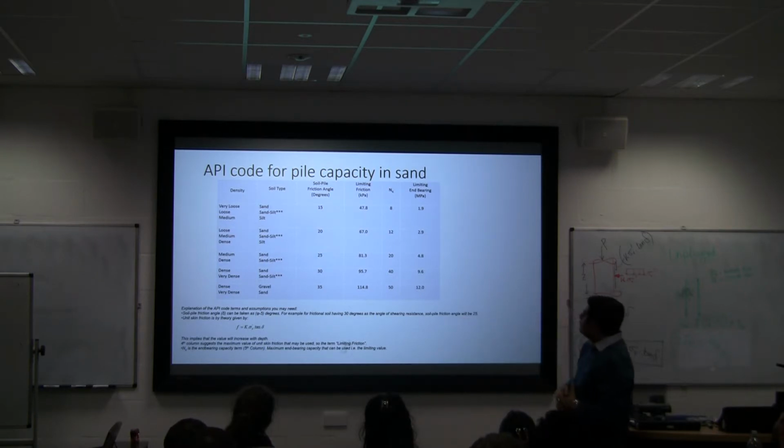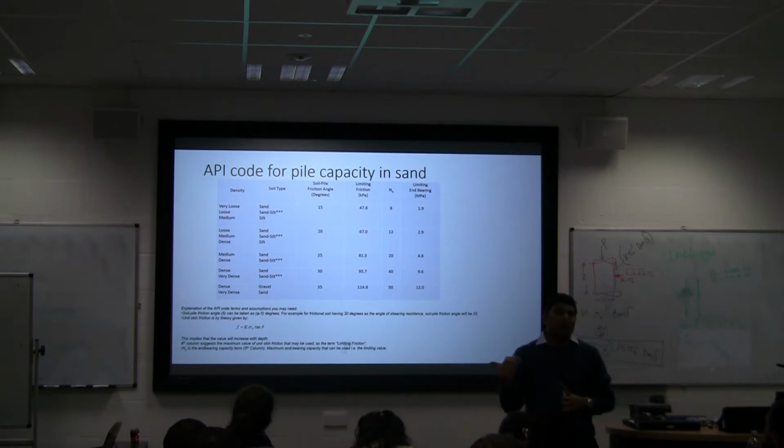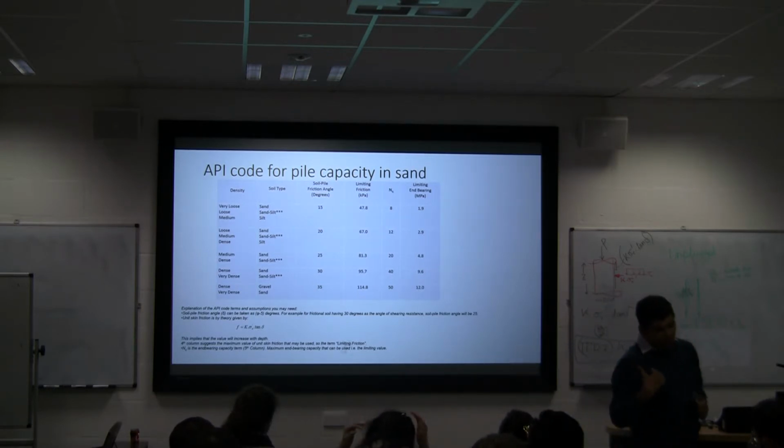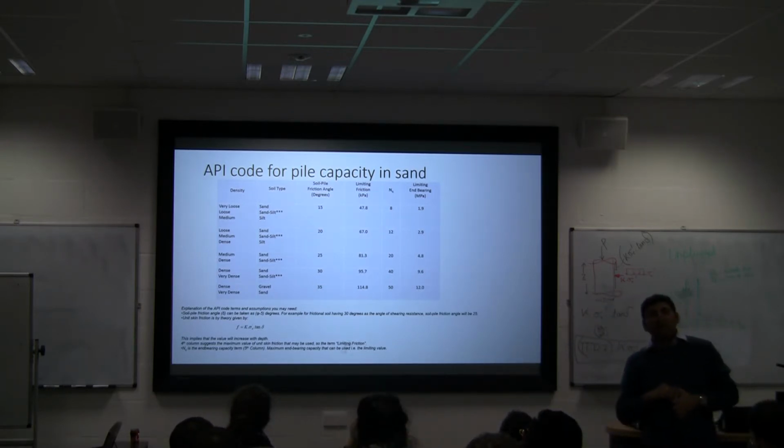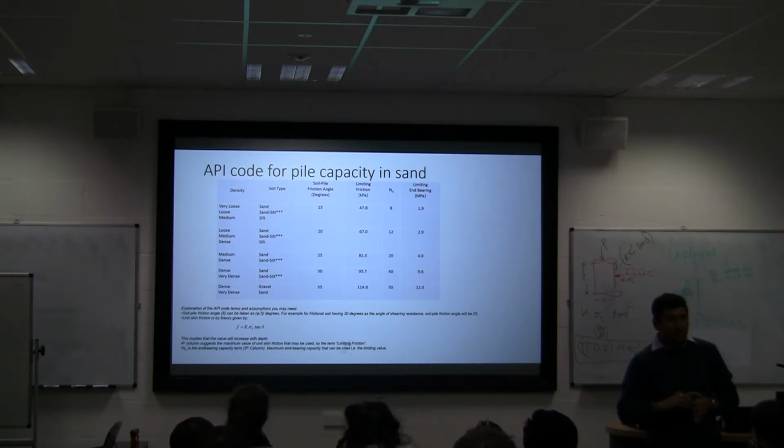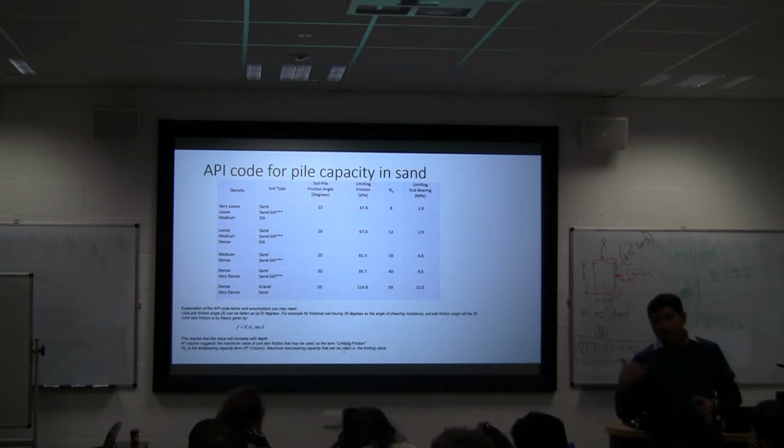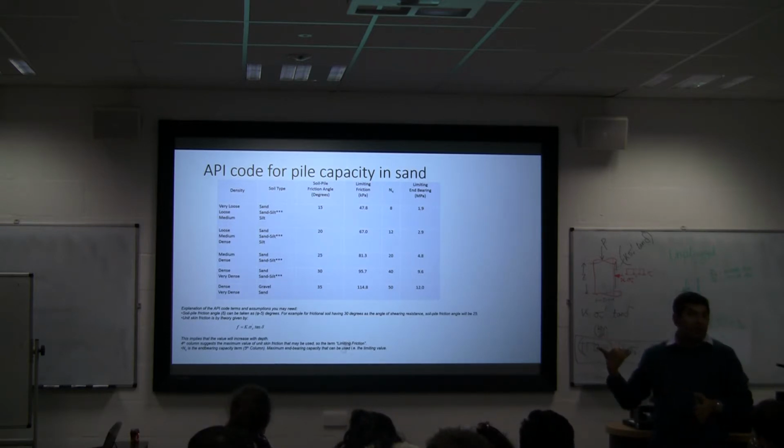API is the American Petroleum Institute code. It's one of the well-respected codes. It has been revised at least 21 times and is widely used in industry. And this now is an ISO code. It became an ISO code.